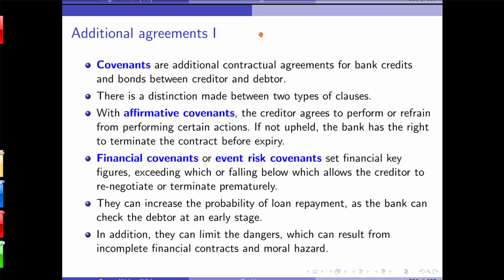What else do we have? We have covenants. What are covenants? Covenants are additional contractual agreements for bank loans, and also sometimes in bonds, between the creditor and the debtor. I will give you a very simple example. You can read through the slides and it should be immediately clear what I mean with covenant.